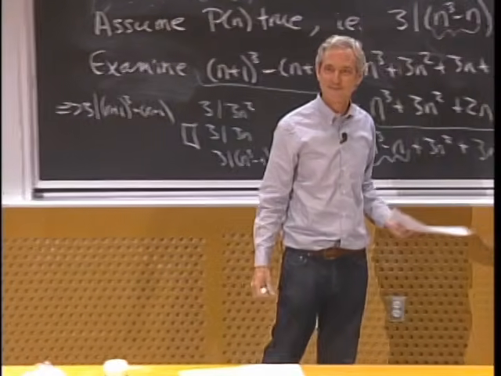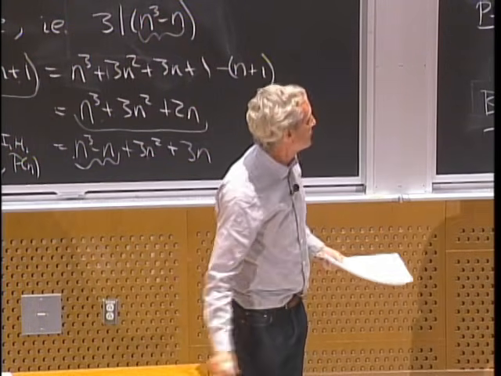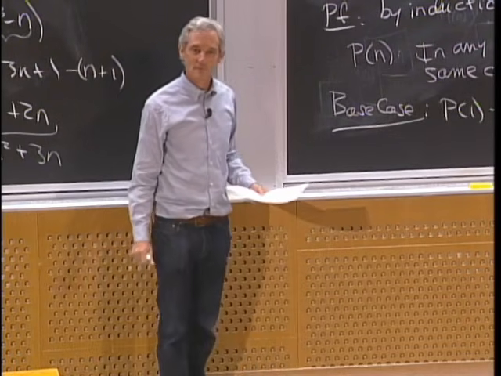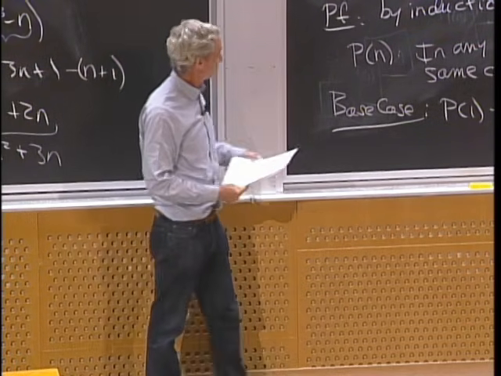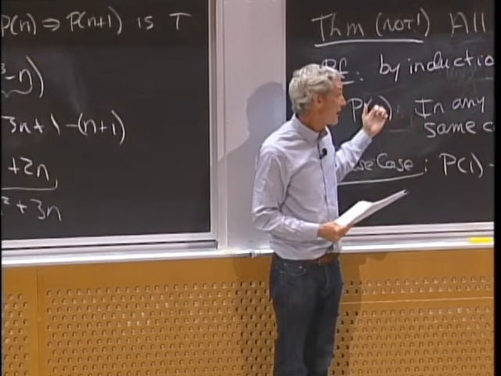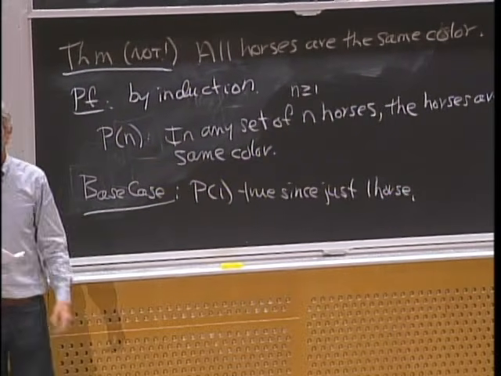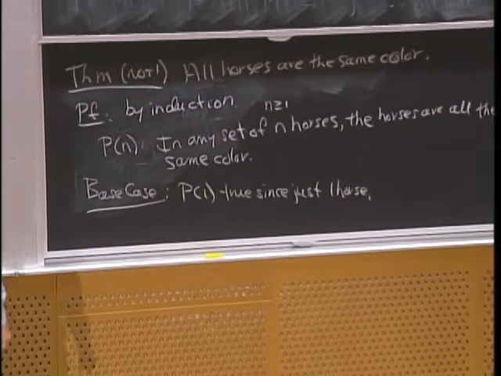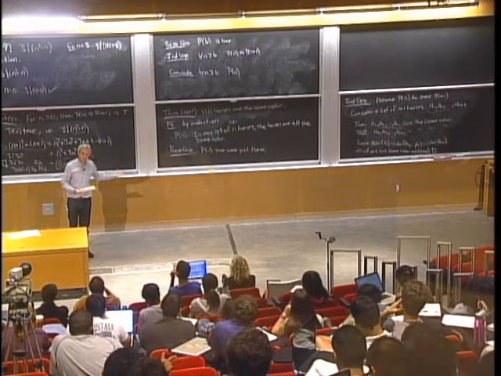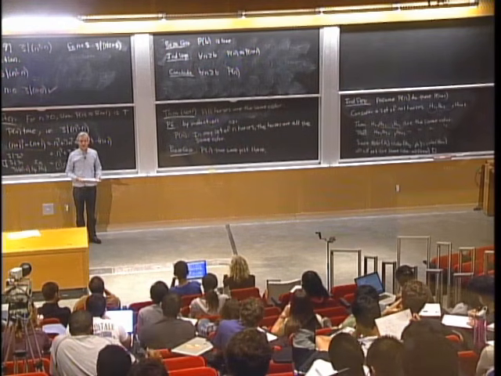What's the flaw here? What is it? P of n? What's wrong with P of n? No, this is a real assumption. In any set of n horses, the horses are all the same color. It depends on n, so it's a predicate. That is a proposition. It's true or it's false. Now, we know it's false, because you could get a set of a couple of horses with different color. But it is a proposition.